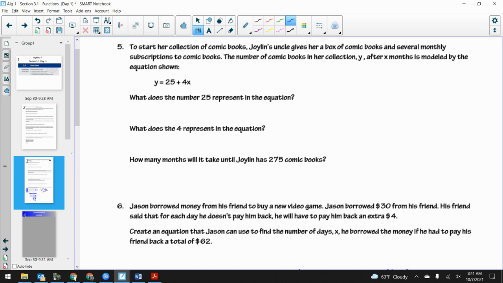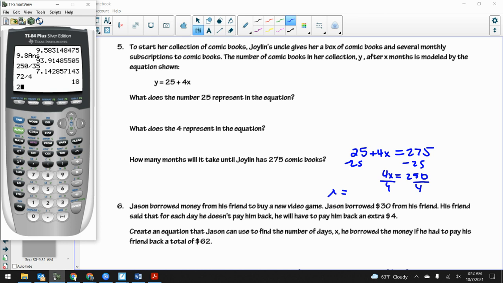All right. Now, how many months will it take until she has 275? So 25 plus 4x is equal to 275. We subtract over the 25 to the right side, and that's 4x is equal to 250. And we divide by 4. So 250 divided by 4 is 62.5.